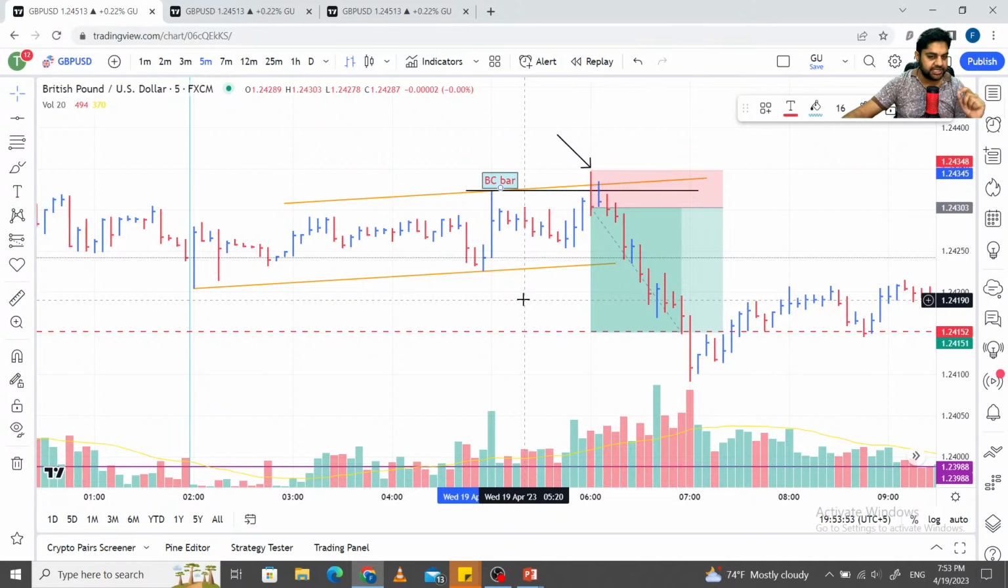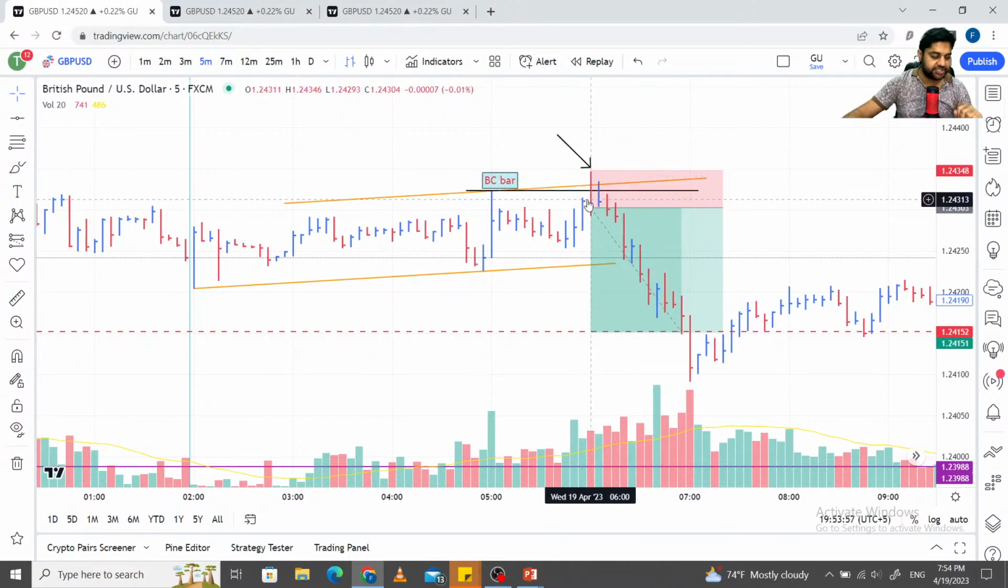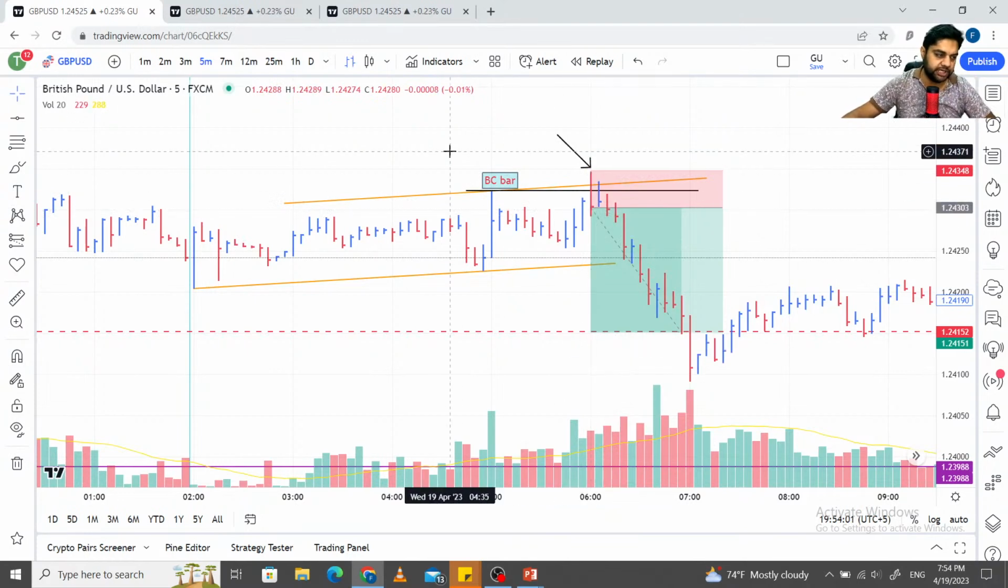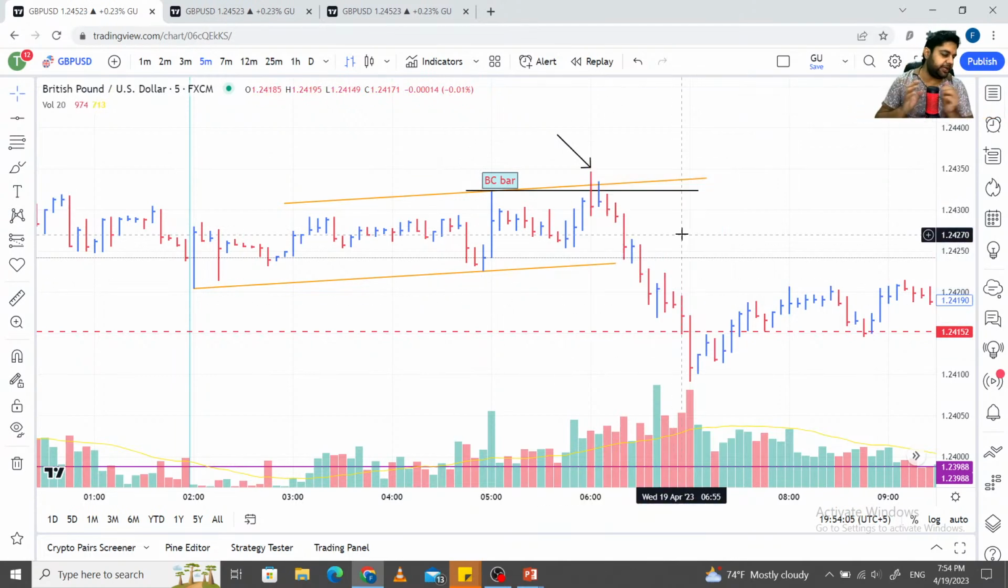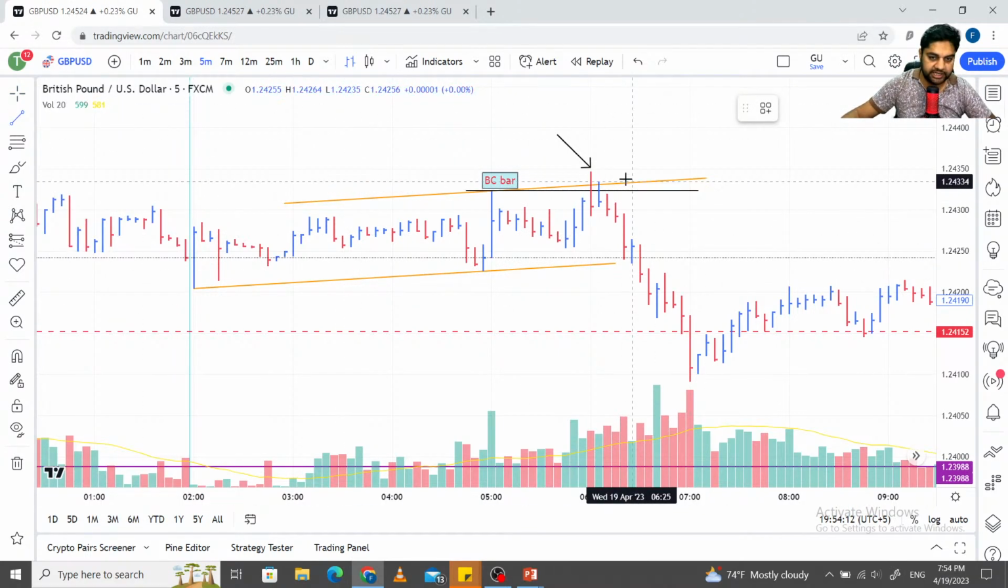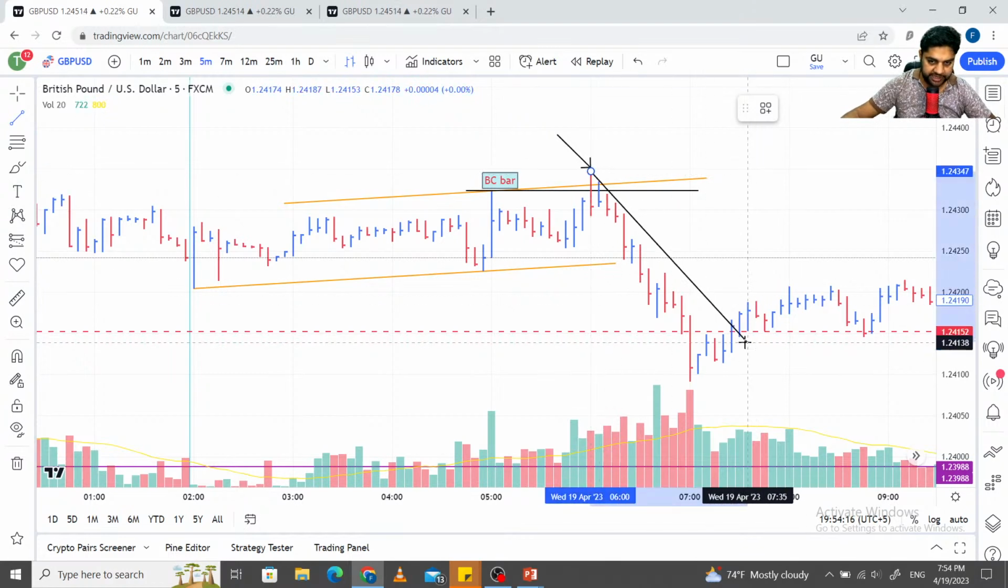A simple sell trade. Guys, believe me, if you wait for this type of trades, you will be doing a lot better than most of the traders in the world. Very simple trade, isn't it? It's not complicated. Just sell over here. And then what happens? You also draw a trend channel. Like this.